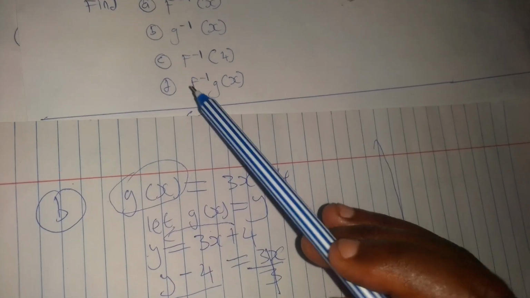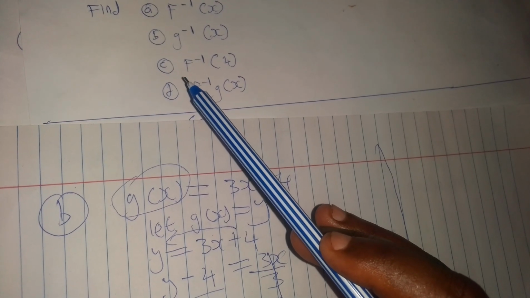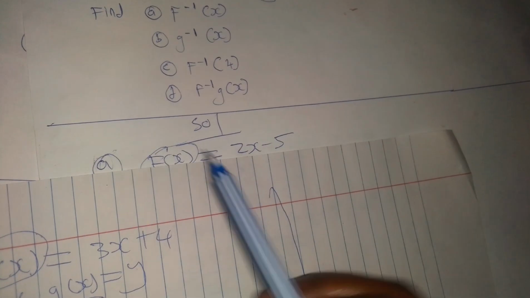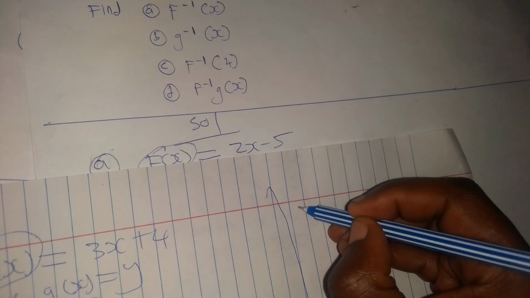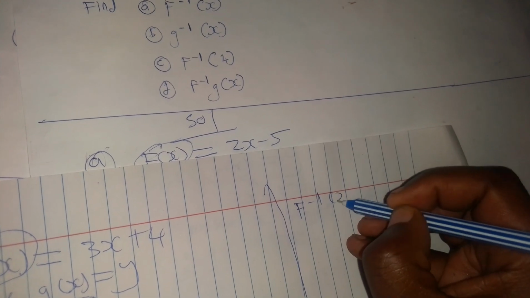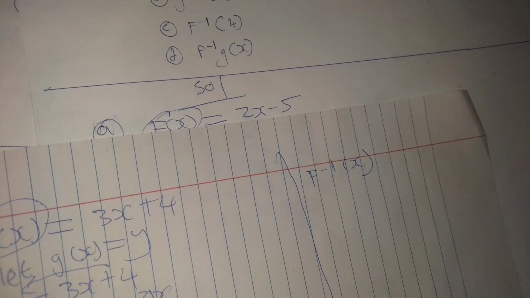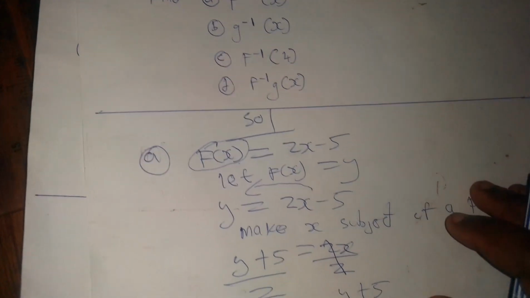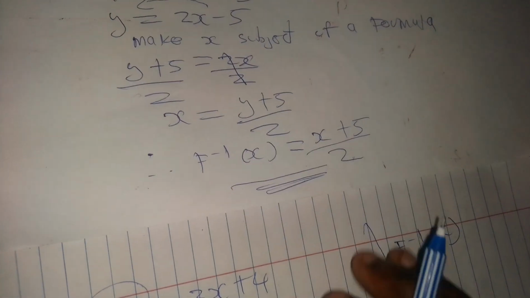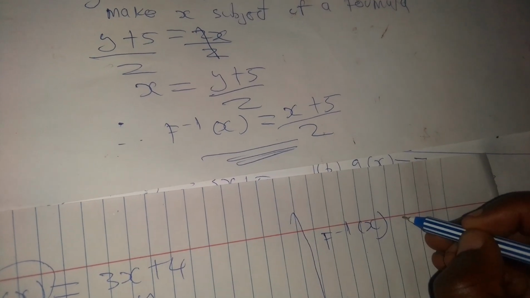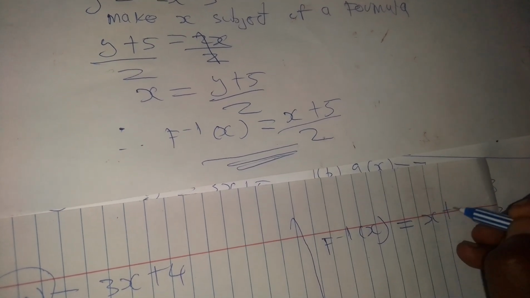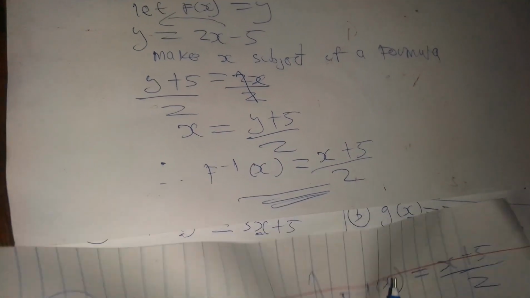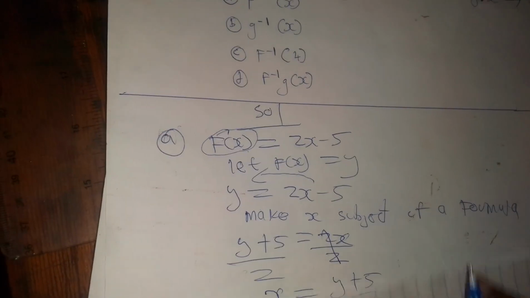They say now we find the inverse of f of 4. So for the inverse of f of 4, you have to know first the inverse of f of x. The inverse of f of x is the answer you had found at first. Remember, the answer we had found at first was x plus 5 over 2. That is the answer at first.